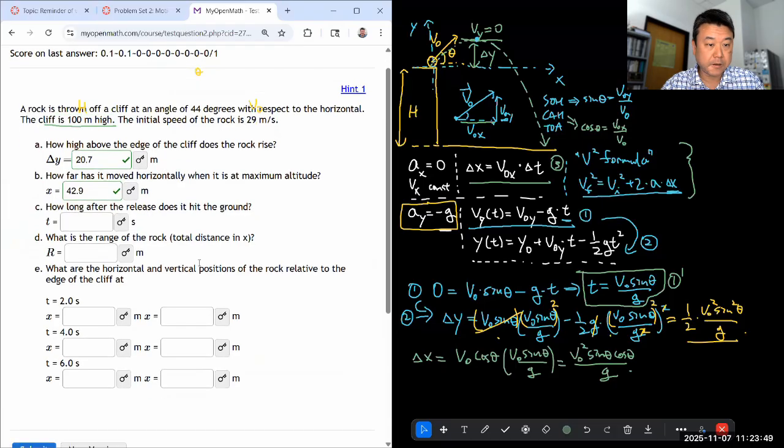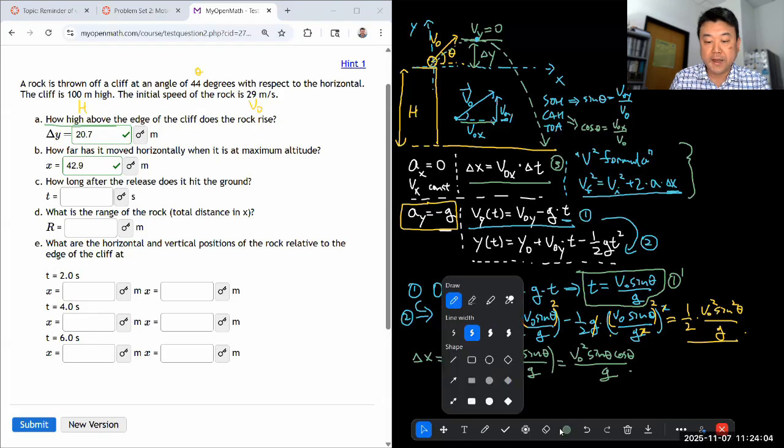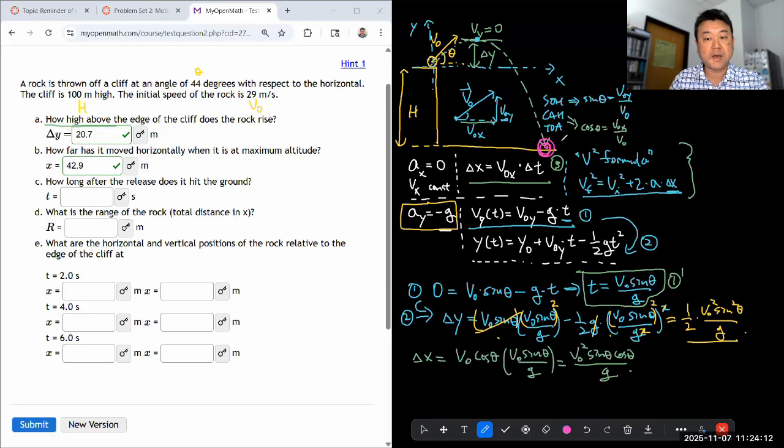Okay, good. Let's keep going. How long after the release does it hit the ground? So don't do the thing that I might have done, just plug in numbers here. No, not what they're asking. Now we are looking for a different moment in time. We've been answering questions about what's happening at this top here. We are now being asked for what's happening at this moment in time. Let me call that snapshot B. So how long after the release does it hit the ground?